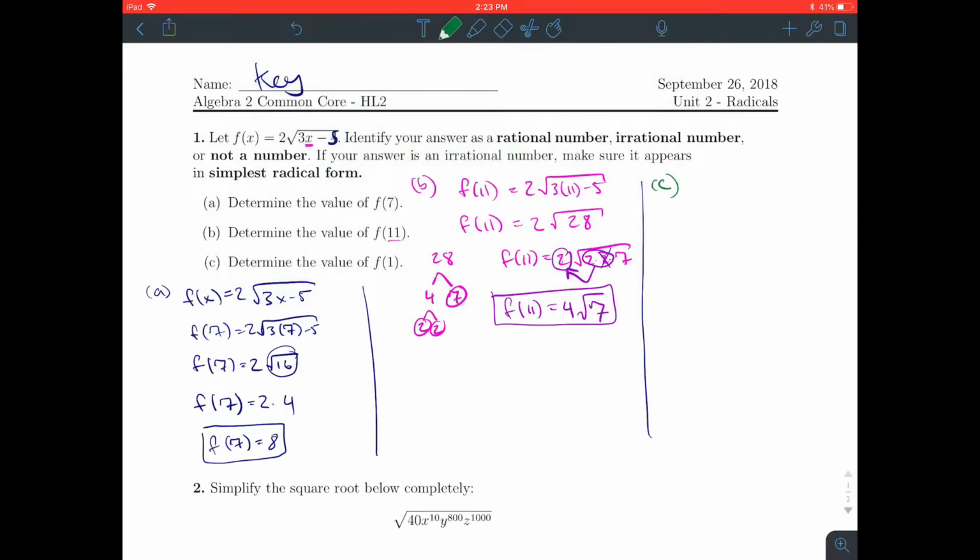And then finally for part C, which we'll do in green, determine the value of f of 1. F of 1 is equal to 2 times root 3 times 1 minus 5. F of 1 is equal to 2 times root negative 2, evaluating the whole interior. And of course, if we tried to do the square root of negative 2 on our calculator, we'll get a non-real answer because we can't find the square root of a negative. So f of 1 has no answer.